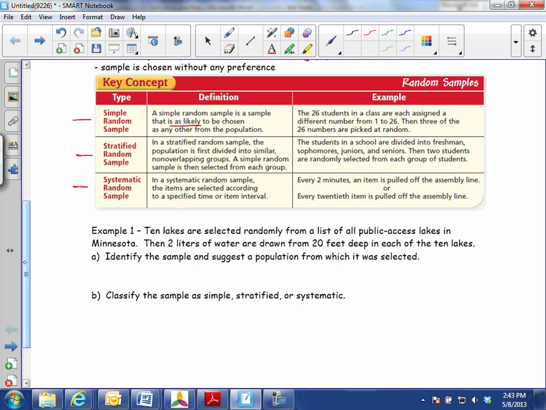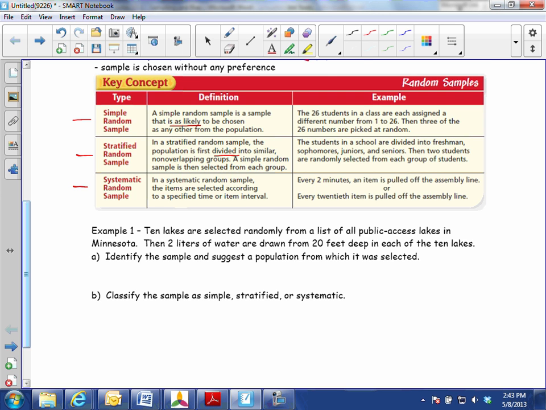Stratified random sample, the next one. The population is divided into similar, non-overlapping groups. So you divide it into groups first, and then you pick from each group. Let's say I had the seniors, juniors, sophomores, and freshmen, and I've separated all their names into 4 different hats. I have 1 hat for the freshmen, 1 for the sophomores, 1 for the juniors, and 1 for the seniors. And then I picked names out of each of those hats. That would be a stratified random sample because I'm grouping them into pieces first, then pulling out of each piece. Does that make sense?